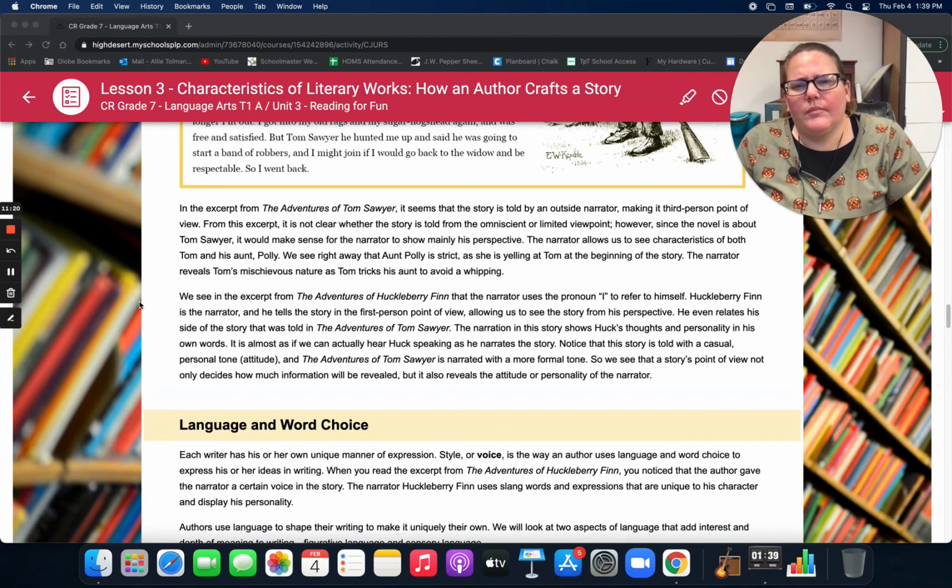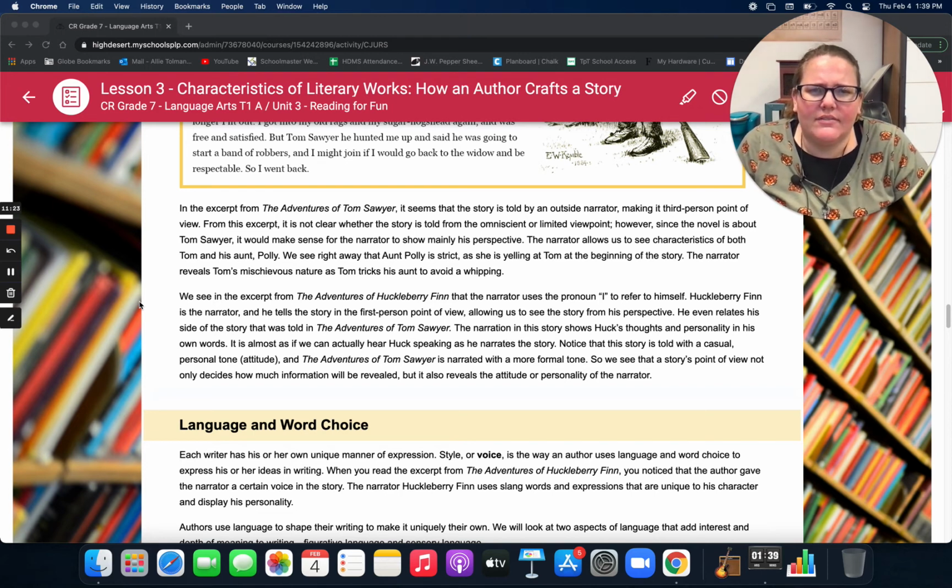In the excerpt from The Adventures of Tom Sawyer, it seems as if the story is told by an outside narrator, making it third-person point of view. From this excerpt, it was not clear whether the story is told from the omniscient or limited viewpoint. However, since the novel is about Tom Sawyer, it would make sense that the narrator shows mainly his perspective. The narrator allows us to see characteristics of both Tom and his Aunt Polly. We see right away that Aunt Polly is strict, as she is yelling at Tom in the beginning of the story. The narrator reveals Tom's mischievous nature as Tom tricks his aunt to avoid a whipping.